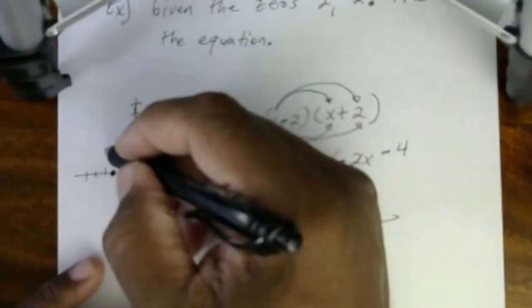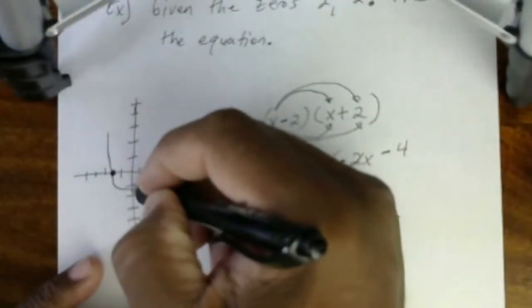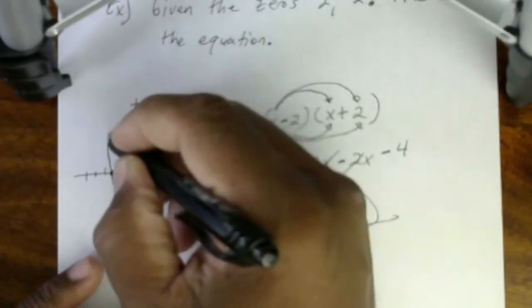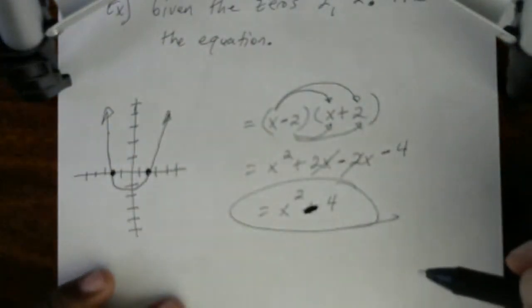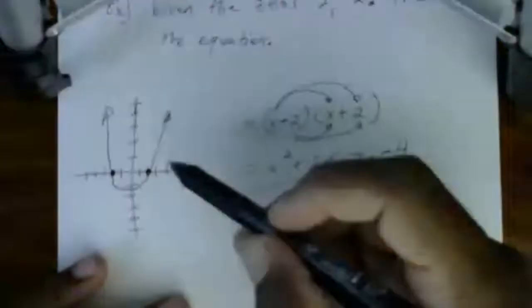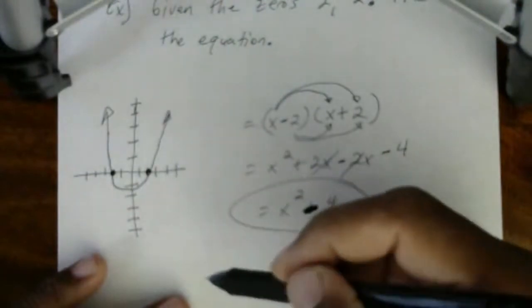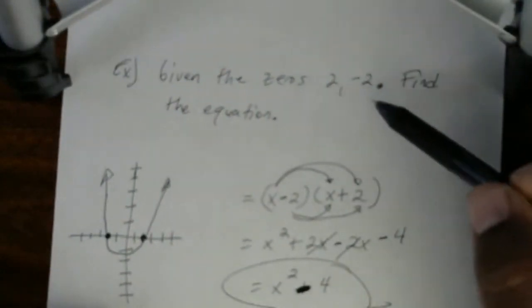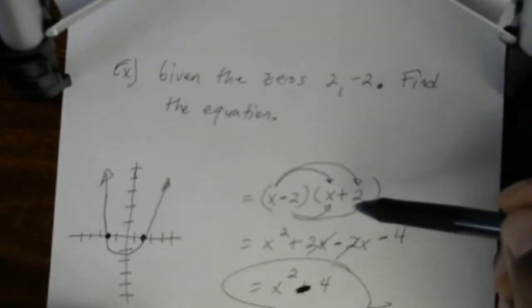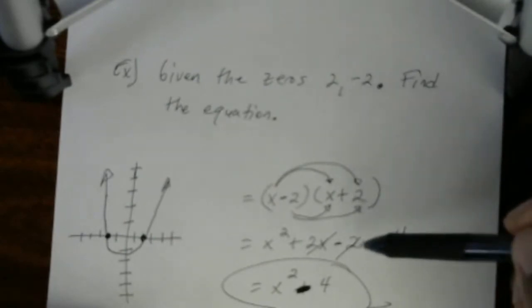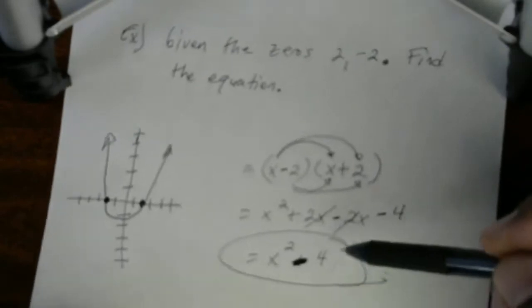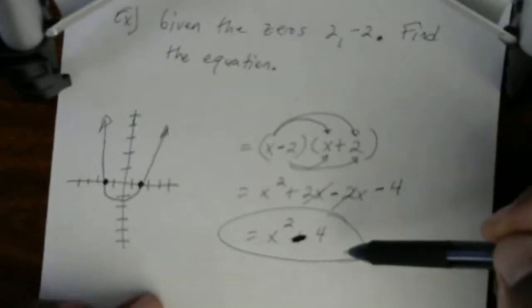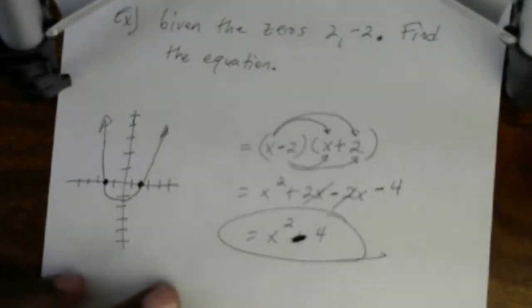So if I were to graph that, that would be my graph. Notice I have two solutions. We took those solutions or zeros, we wrote them out as linear factors. We multiplied the linear factors, and that gave us an equation. Okay.